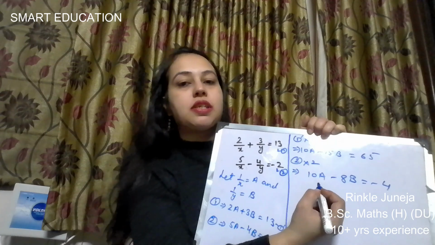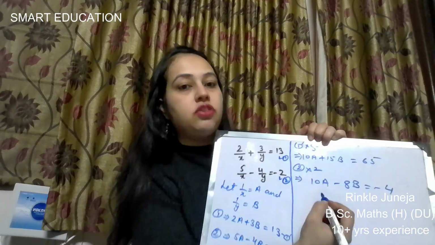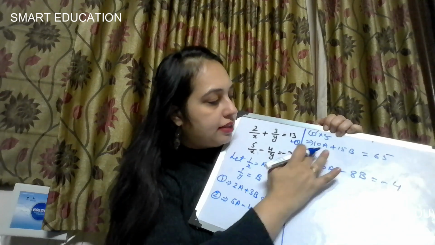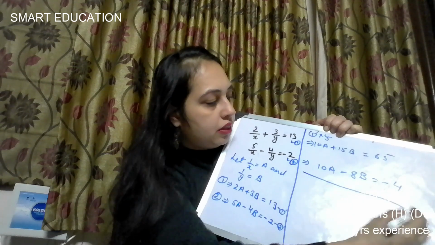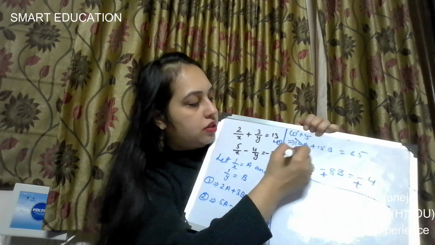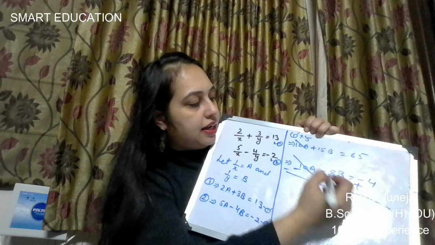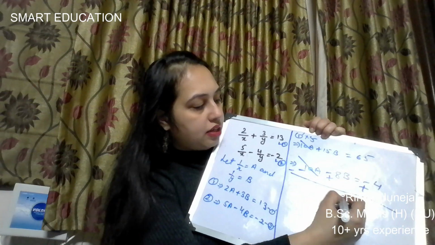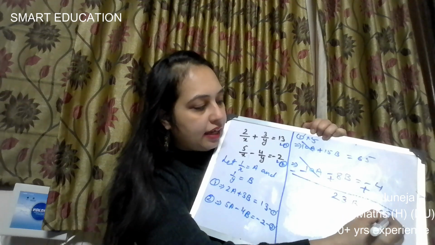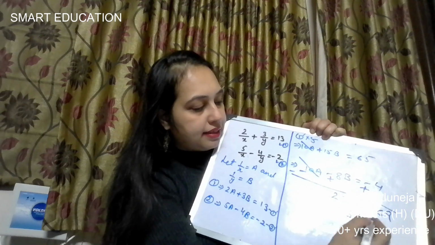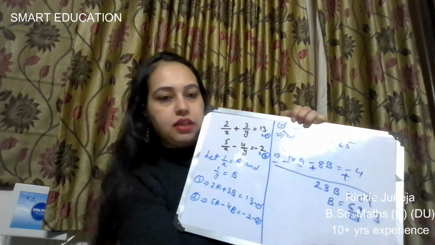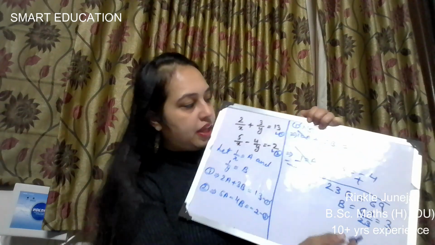So we have to subtract these two equations so that their sign can change. So let's subtract them. This becomes minus, this becomes plus, this becomes plus. So this is cancelled. Plus 15 and plus 8 is 23b, and 65 plus 4 is 69. So b will be 69 divided by 23, which is equals to 3. So value of b is 3.